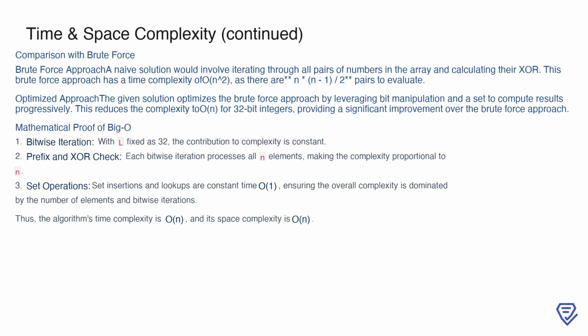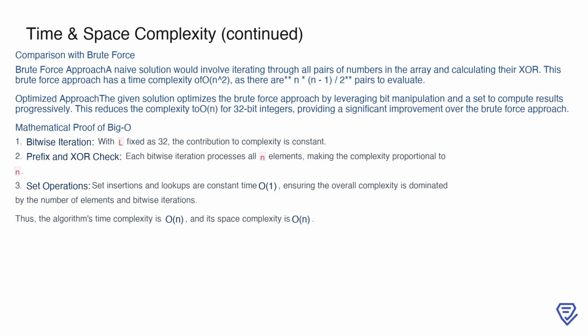The optimized solution reduces this by using bit manipulation and is set to progressively compute results. Instead of evaluating every pair, it processes each bit position individually and keeps track of prefixes, reducing the time complexity to O(n) for 32-bit integers. This is a substantial improvement.